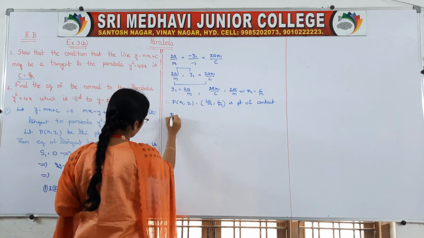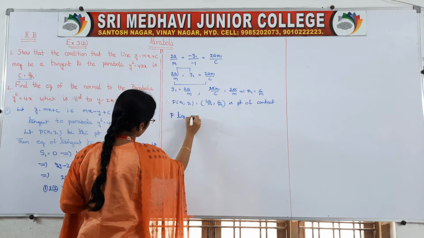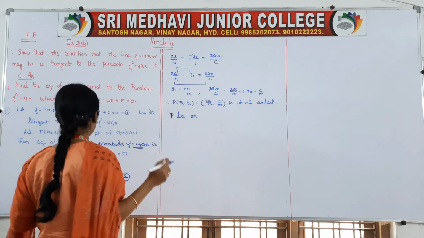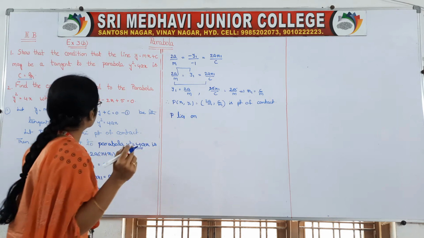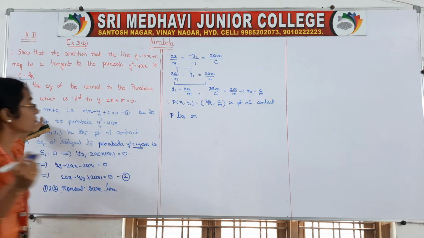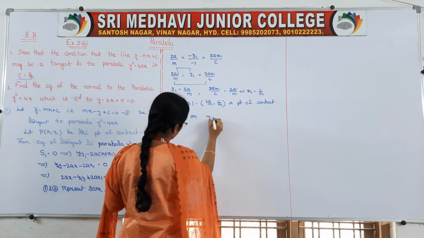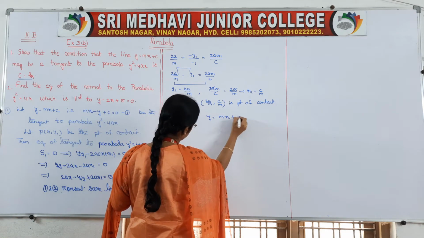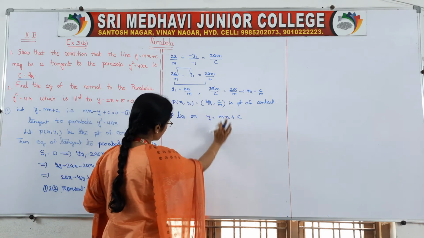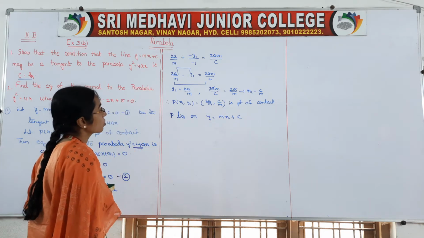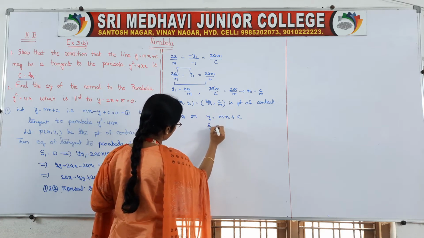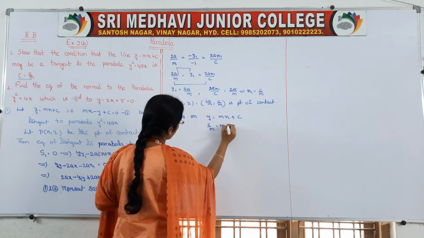So, this P lies on which line? This P lies on the line y is equal to mx plus c form. So, y is equal to mx plus c. In y place we have to substitute the y coordinate, in x place we have to substitute the x coordinate. So, in y place c by m is equal to m into x.